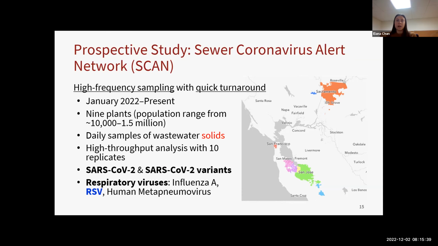Each day a solid sample is collected from these sites and is sent to Verily, where it undergoes high throughput analysis with 10 replicates. The samples are then analyzed for SARS-CoV-2, SARS-CoV-2 variants, as well as respiratory viruses such as influenza, RSV, and human metapneumovirus. So today I'll just focus on the RSV results.